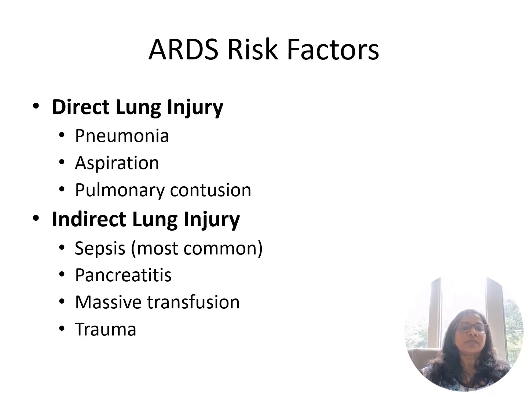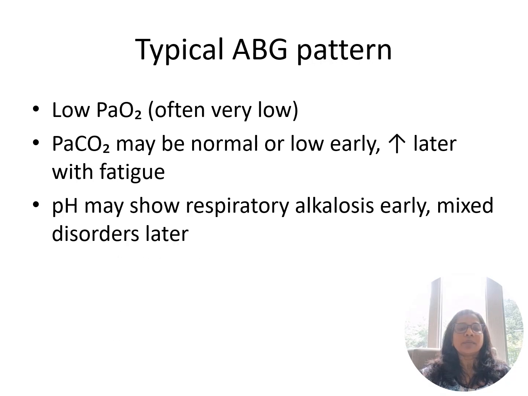Let's look at the risk factors: severe pneumonia, aspiration, pulmonary contusion, sepsis, pancreatitis, massive transfusion reaction, trauma. All of that can lead to lung injury. What happens is that the PaO2 levels are very low. Now, PaCO2 may be normal or slightly elevated at a later stage. pH might show a respiratory alkalosis.